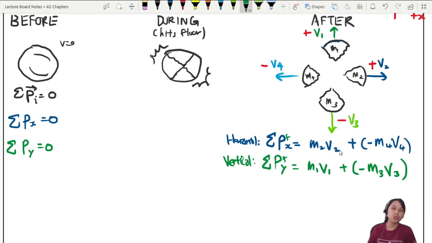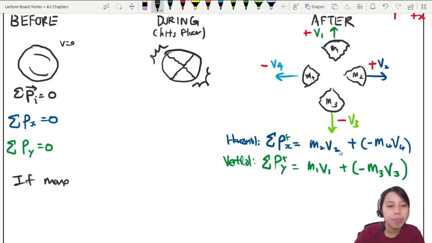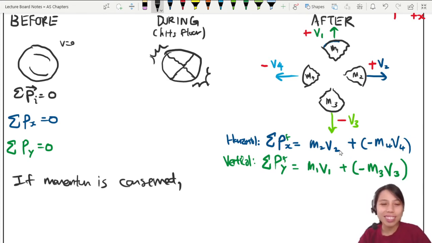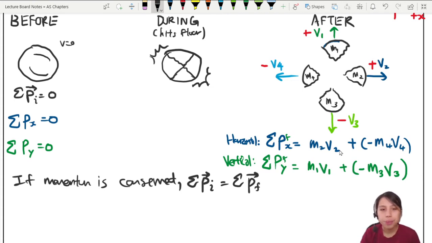Okay, so if you ever want to solve and apply your understanding of conservation of momentum, you have to remember that if momentum is conserved, we assume it is conserved, you're in a system, don't assume drag force, friction, air resistance, momentum is conserved. That means the total momentum initial equals the total momentum final. But this one has 2 dimensions, so we say the vector momentum is conserved. That means we have to break it down into components.